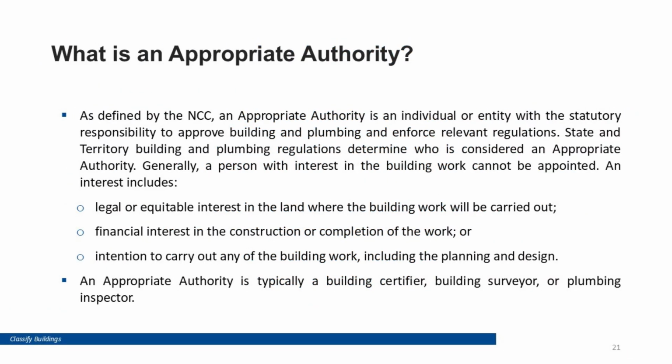What is an appropriate authority? An appropriate authority is the person or organisation with statutory responsibility to approve building work and enforce regulations, often a building certifier or building surveyor. If classification or compliance is unclear, checking with the appropriate authority helps prevent wrong assumptions and expensive rework.